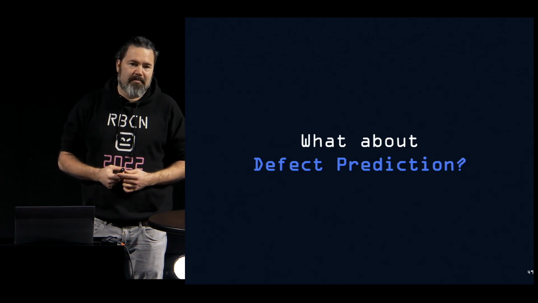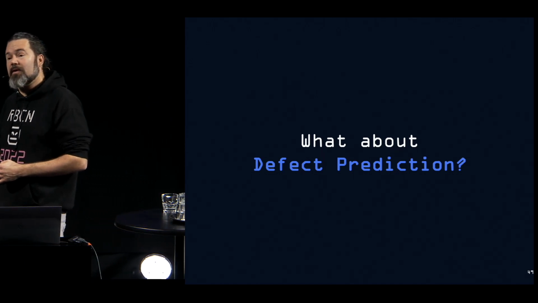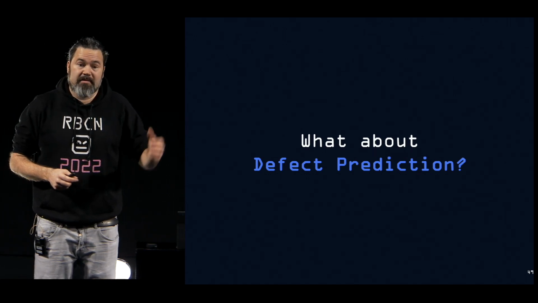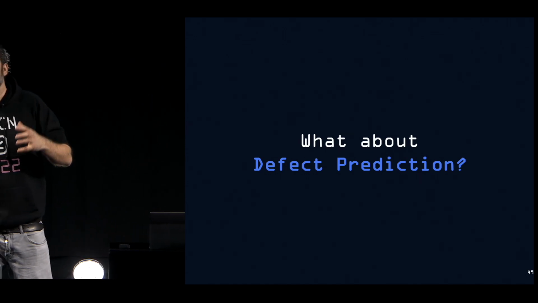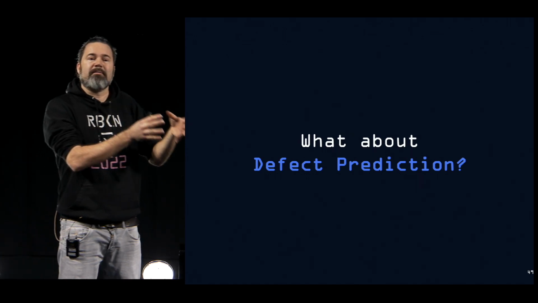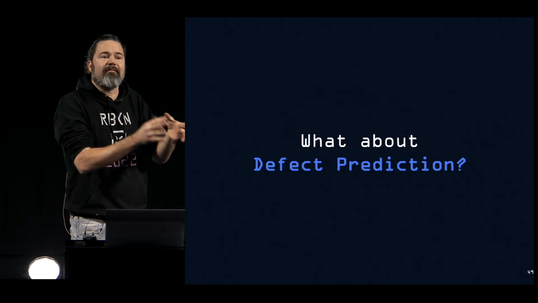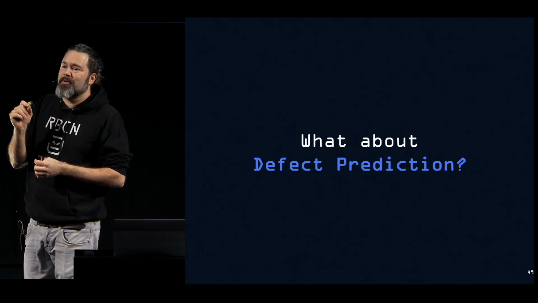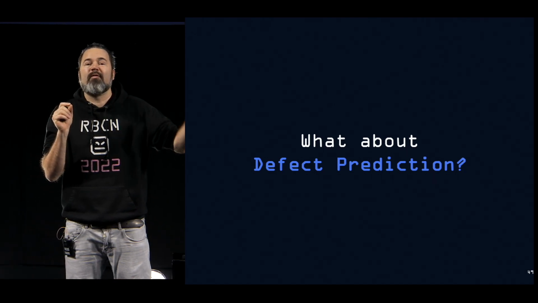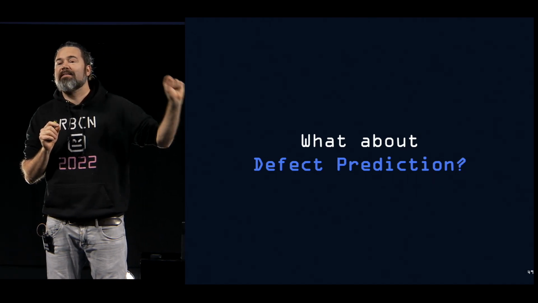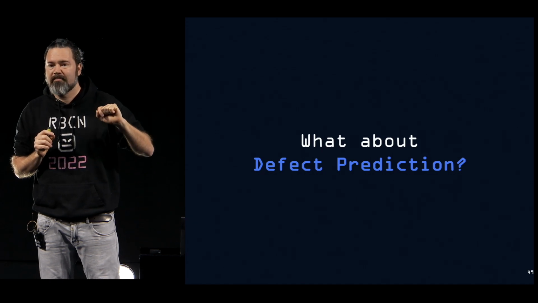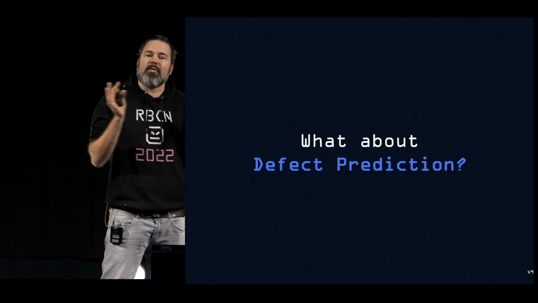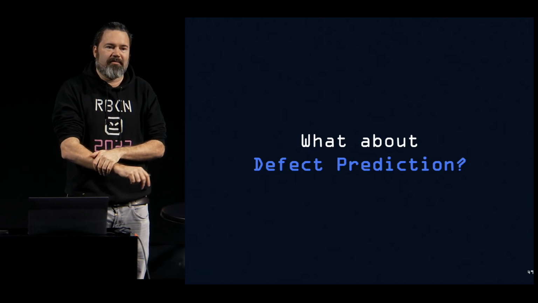Now, for the last 5 minutes, I want to look at the question of defect prediction. Because with the test selection approaches, we can only find bugs that we already have tests for. But the promise of defect prediction is to predict before we ship our software where defects in production will occur, independent of whether we have tests for them or not. And if this worked, we could be way more effective.